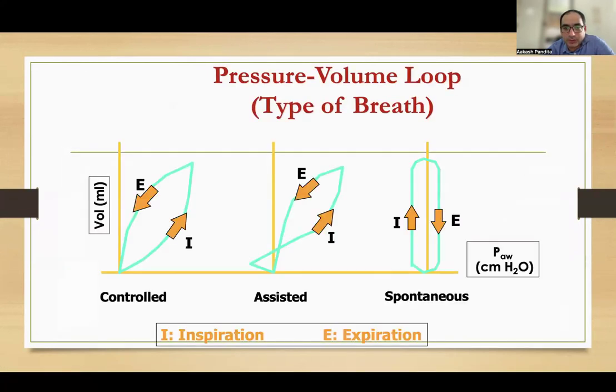Also, the PV loop, if we are giving an assisted breath, that is, a patient-triggered breath, initially we will have a negative deflection because the natural breath is a negative one, and then we'll have a positive one. This tells me that this is an assisted breath. This is how a spontaneous breath will look, and this is how a controlled breath will look.